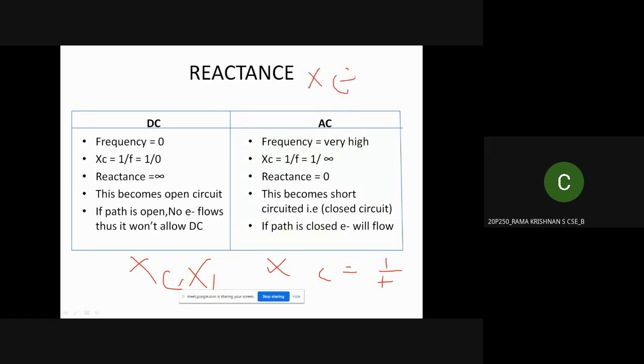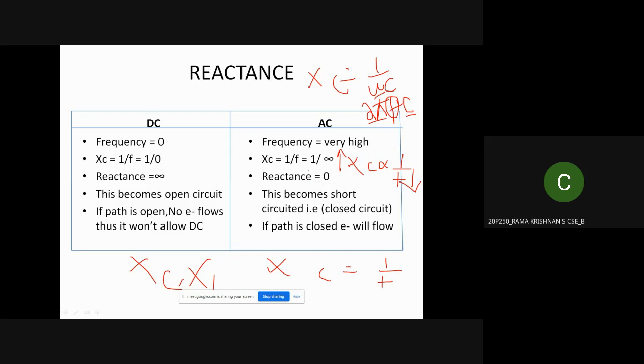How did I arrive at this conclusion? XC is equal to 1 by omega C. This omega can be written in another form, which is 2 pi F. So 2 is constant, pi is constant, you can assign it as 3.14 or 22 by 7, and C will be given to us according to the capacitor value. The only thing which is variable is F. So we arrive at the situation where XC is equal to 1 by F. So if we increase the capacitance, the frequency will decrease.